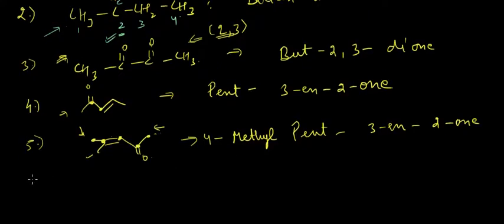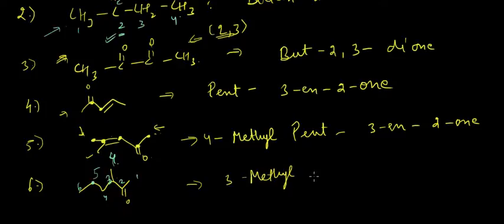Let's see this compound. Here we have something like this and a substituent here. Again we select the longest carbon chain. If we see this chain, we have only 1, 2, 3 and 4 carbon atoms, but in this chain, we have 1, 2, 3, 4, 5 and 6 carbon atoms. So the longest carbon chain of length 6 will be selected, hence the name would be 3-methylhexan-2-one.